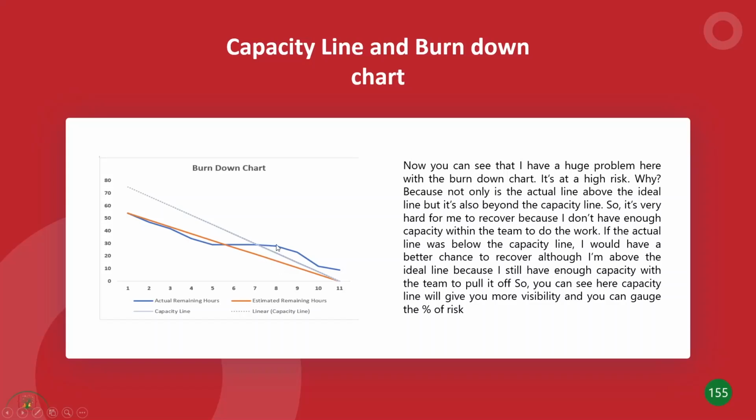So if your actual remaining hours was below the capacity line, even if it's above the ideal line, as long as it was below the capacity line, you still give yourself a chance to recover, right? Because you have the capacity, you might have a possibility to recover. In this particular case, it's high risk because not only is it above the ideal line, it's above the capacity line. You do not have enough capacity to pull it off, right? So huge risk.